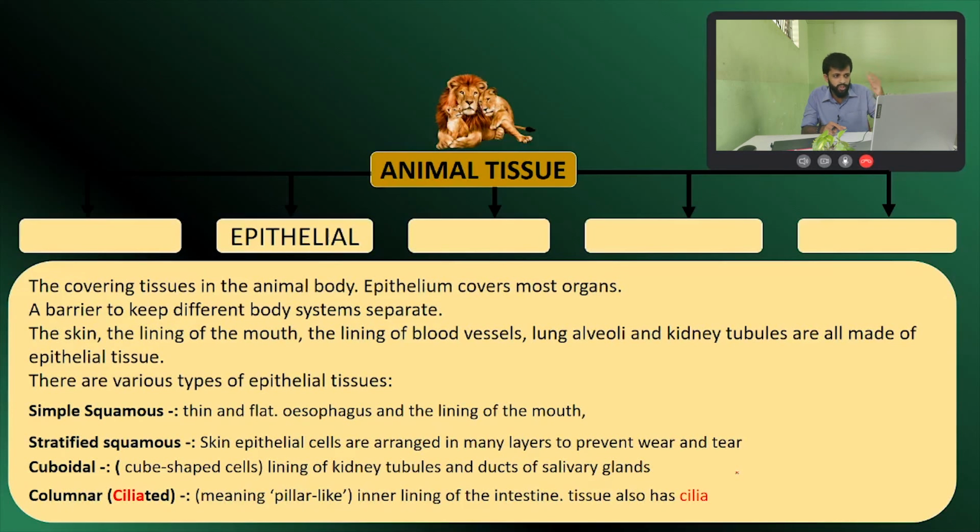Okay, simple squamous, stratified, cuboidal, and columnar. Till now, we have learned two kinds of tissues: muscular tissue and epithelial tissue. So I'll conclude this video till here. We have started with animal tissue, and the first two tissues is what we have studied till now. Okay, muscular tissue and epithelial tissue. I hope you have understood whatever I explained till here.